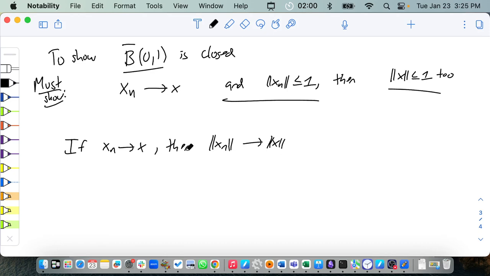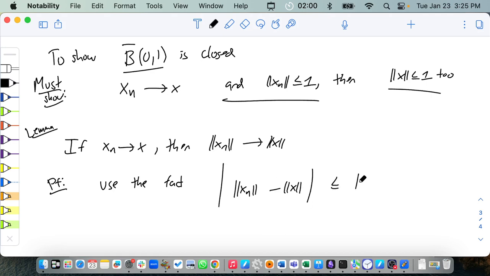And the proof, so this is a nice lemma. The proof uses the fact that, I believe this is the inequality that I want, the absolute value of the norm of xn minus the norm of x is less than or equal to the norm of xn minus x. Some people call this the reverse triangle inequality, but I believe this is also in the textbook. If you manipulate the triangle inequality for norms in the right way, you will get this. Okay, I'll leave that as an exercise.